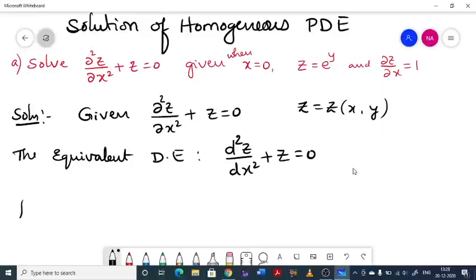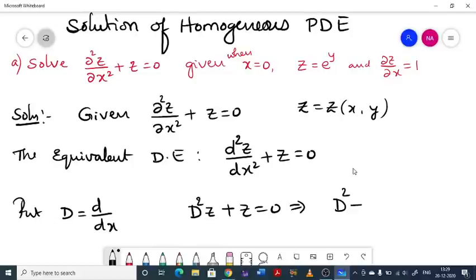Now use this notation, put capital D equal to d by dx. Then this takes the form D square z plus z equal to 0. Here, in place of d square by dx square, capital D square came, and z I kept as it is. So D square z plus z equal to 0. This I can write as D square plus 1 into z equal to 0.